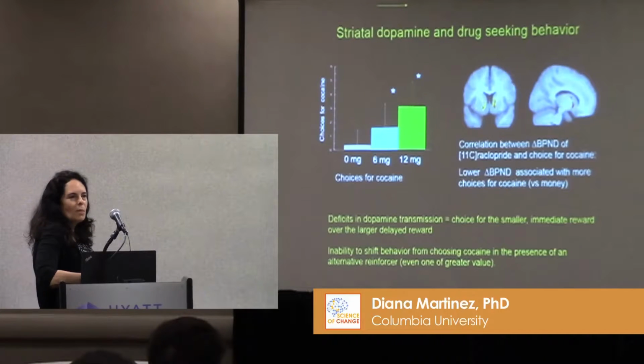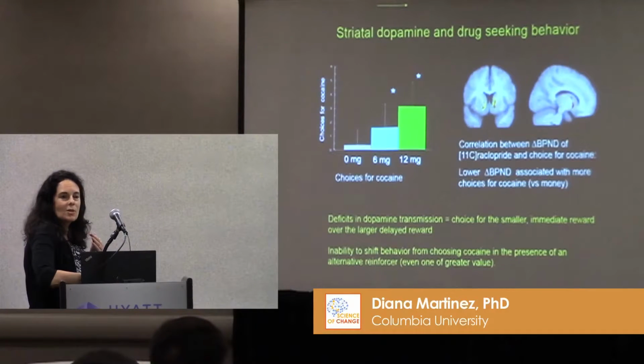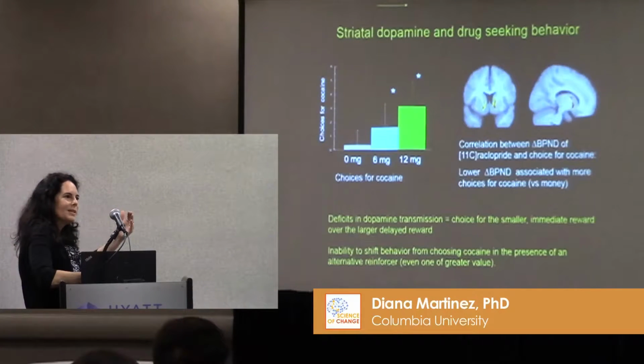And the more blunted or the more impaired someone's dopamine release is in the brain, the less likely they are to make that shift. Alternatively, cocaine-dependent subjects who still have some dopamine signaling in their brains, who still have some grease for the wheels, will shift their behavior. Those are the people who chose the money rather than the cocaine.